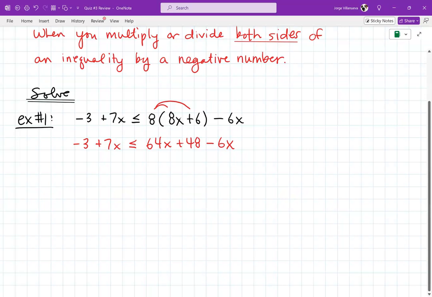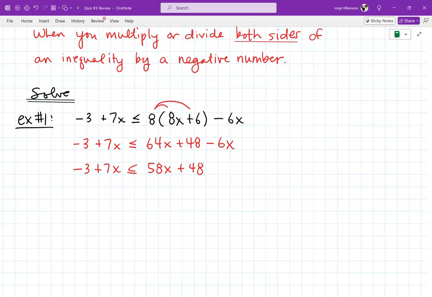Now remember, if there's something you're not understanding, stop me, okay? Just let me know that you need explanation. Now on the right side, I'm going to combine my like terms. So I know 64x minus 6x can be combined. So I put negative 3 plus 7x less than or equal to, what is that going to be? 58x plus 48.